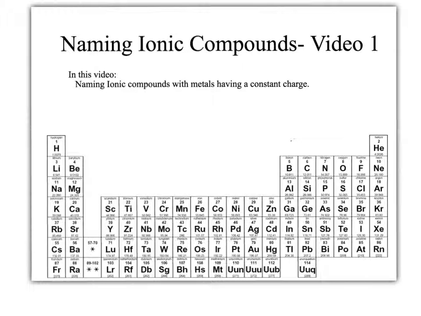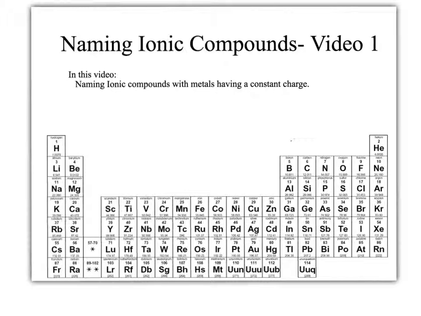So, welcome to the first video in a 5-video series on naming compounds. We're going to name ionic compounds, we're going to name ionic compounds with transition metals, we're going to name ionic compounds with polyatomic ions, we're also going to name molecular compounds. And at the end, on video 5, there will end up being a list of compounds with different names and you can practice your skills.